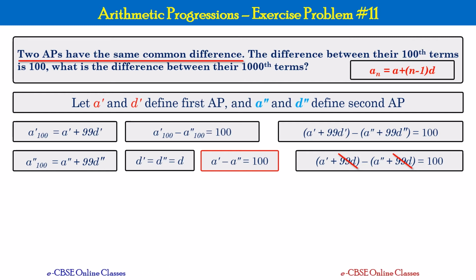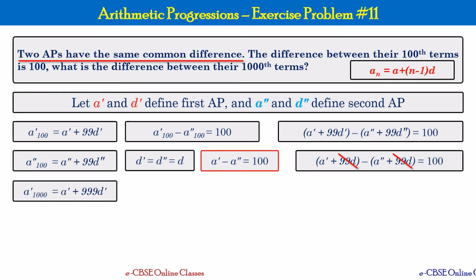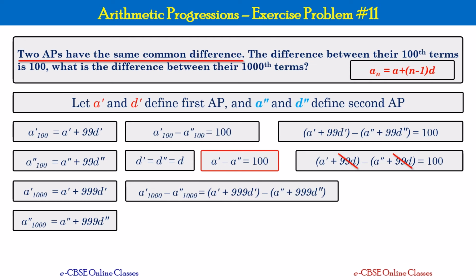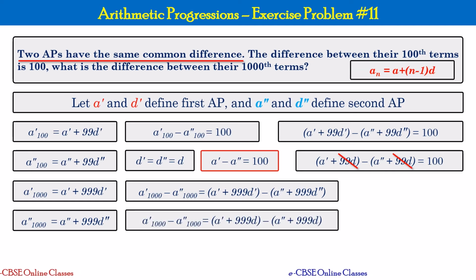Now what we are supposed to find out is the difference between their 1000th terms, correct? Let's write the 1000th term for the first arithmetic progression. That becomes a prime plus 999d prime, and the 1000th term for the second arithmetic progression is a double prime plus 999d double prime. What we need to calculate is the difference between these two. That becomes a prime plus 999d prime minus a double prime plus 999d double prime. Again, we know that d prime and d double prime are equal. Let us substitute that with d.